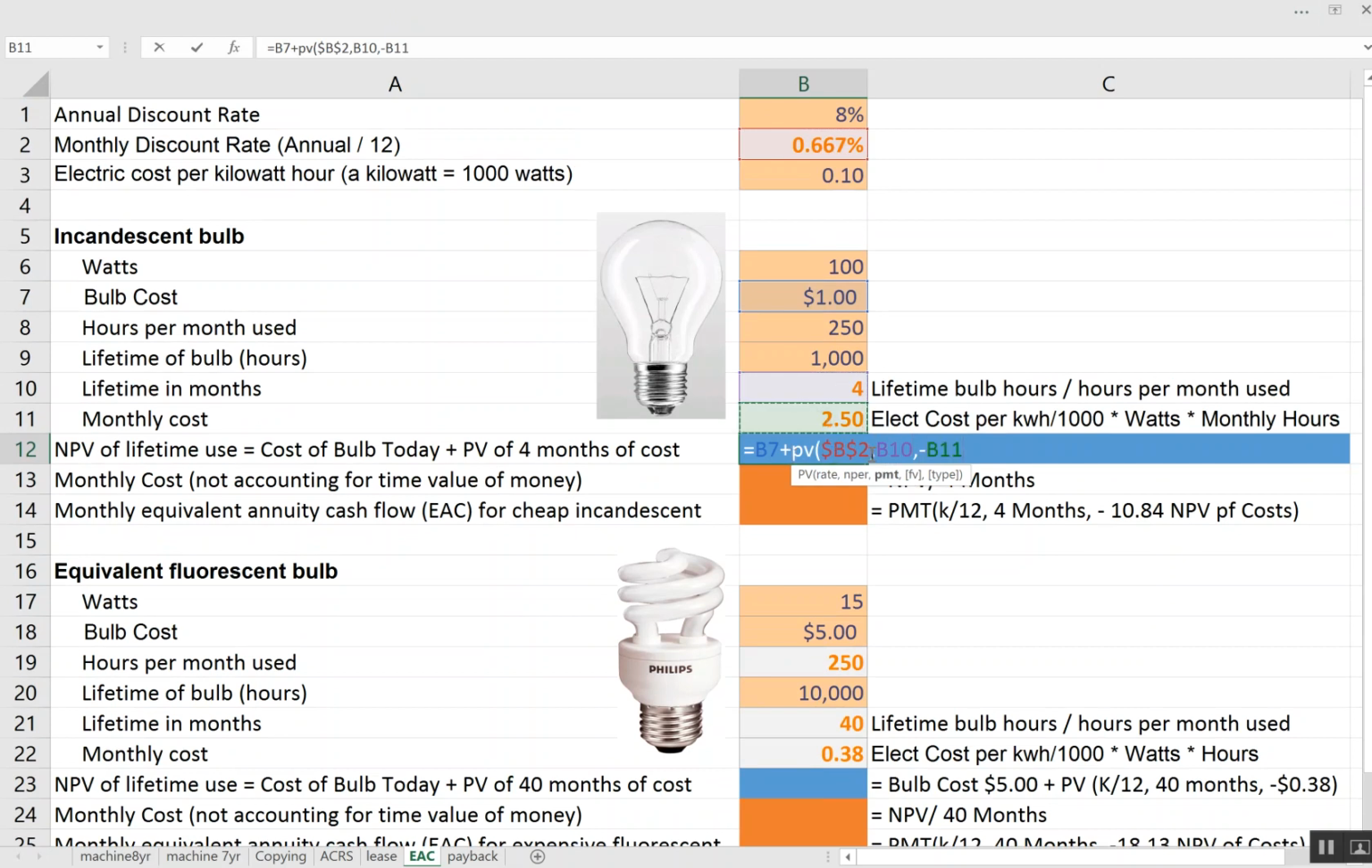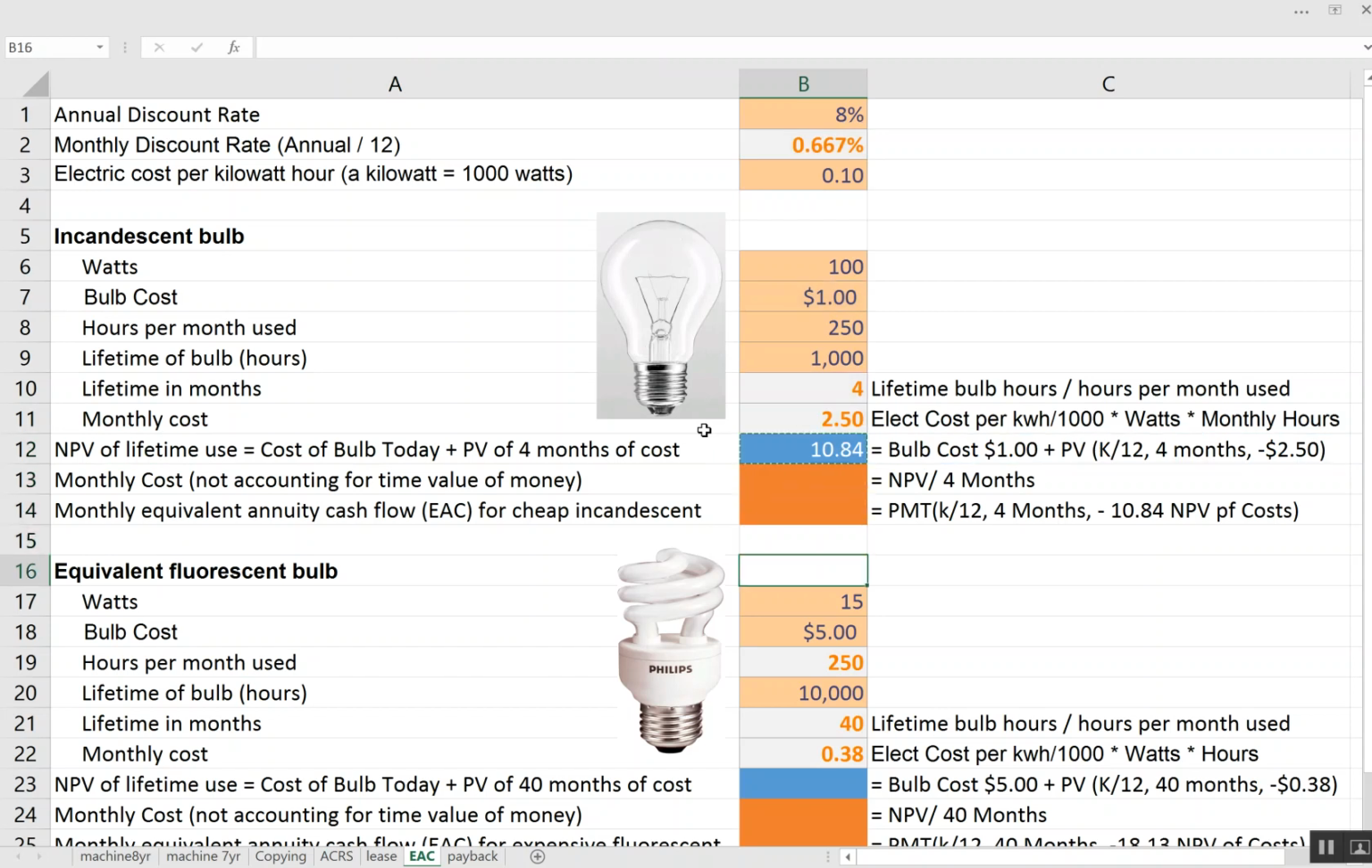Because you remember how the present value function flips the sign. If I put a positive payment, it'll give me a negative present value. So I'm going to just put a negative there. And what you'll have is the present value of $2.50 for 4 months discounted at 8% divided by 12, plus $1. So the net present value of operating an incandescent light bulb for 4 months is $10.84. Since I anchored the discount rate, I can copy that formula here.